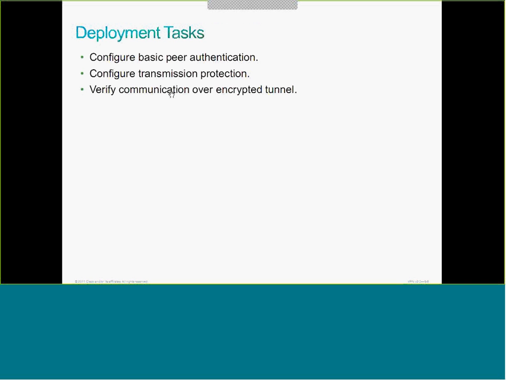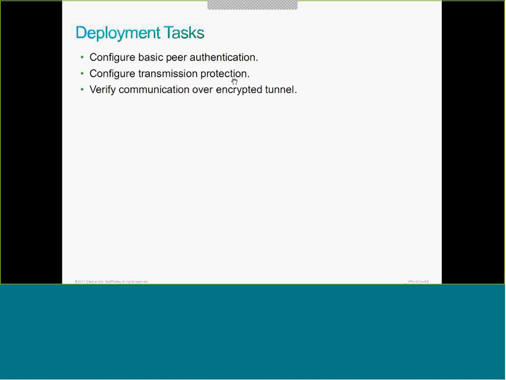Yeah. So let's now talk about the deployment aspect of the ASA firewalls or the site-to-site VPN. So the first basic aspect is, like I said, you need to think about the peer authentication, which could be either pre-shared key or digital certificates. Okay. The next important aspect would be the transmission protection.